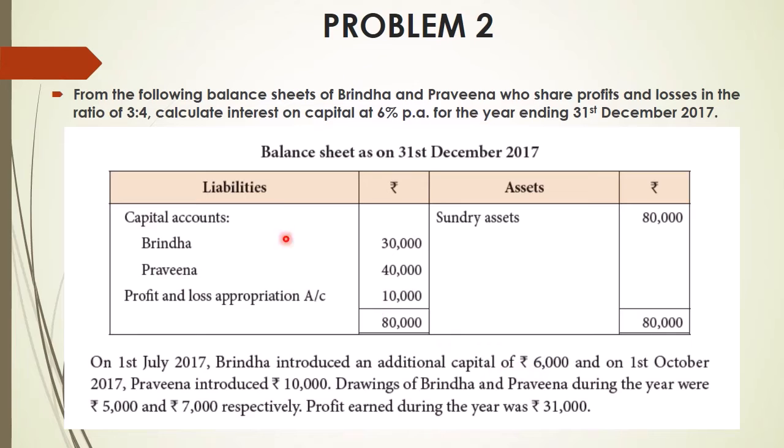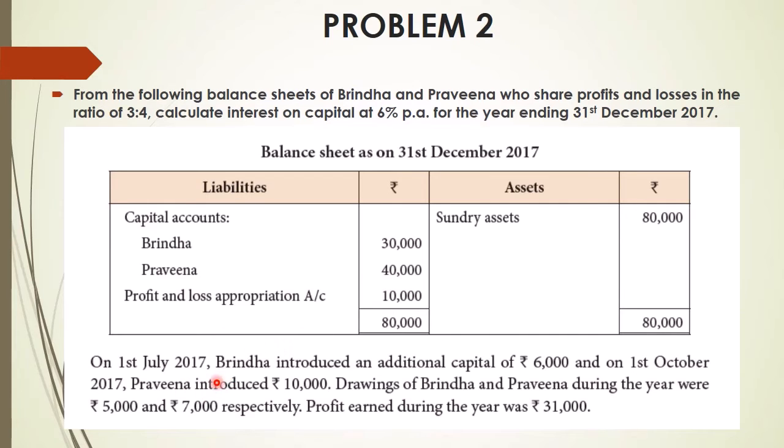The next problem. Problem number 2. From the following balance sheets of Brinda and Praveena, who share profits and losses in the ratio 3:4, so the profit sharing ratio is 3:4, we have to calculate interest on capital at 6% per annum. Let's see what's given. Balance sheet is given, capital accounts, profit and loss appropriation account, and sundry assets.